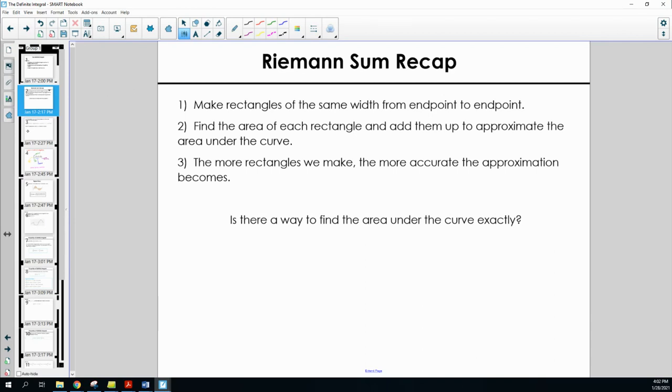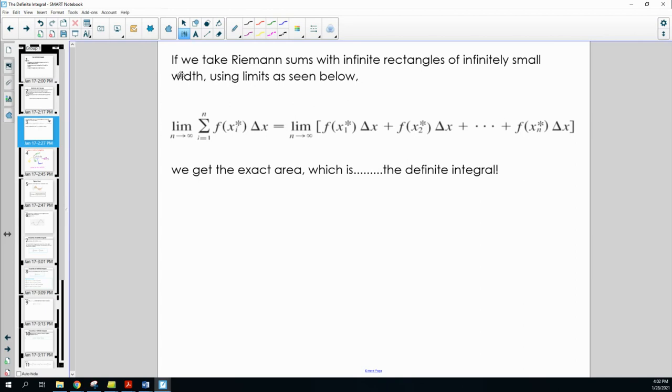Well, you betcha. If we take Riemann sums with infinite rectangles of infinitely small width, using limits as shown below, we get the exact area, which is the definite integral. Obviously, it's not really possible to make an infinite amount of rectangles, but if we made them very small and we somehow made an infinite amount of rectangles, that would equal the exact area under the curve. So we're going to use integrals for that.